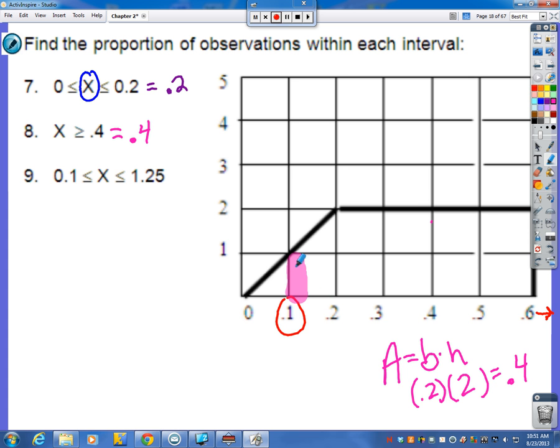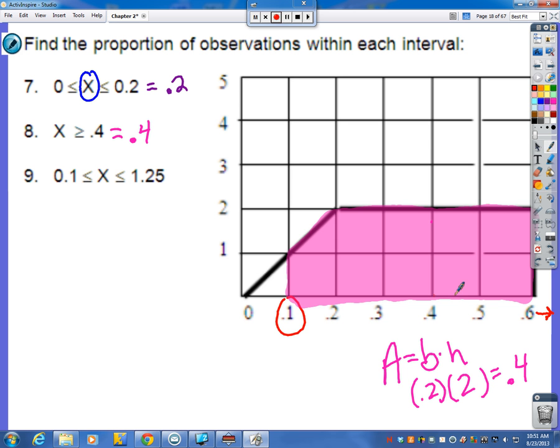So 0.1, we go up to our curve, we follow it all the way to where the maximum is, which is 0.6. This is the main thing we're finding. Now you know your answer is going to be a pretty decently sized number, like maybe 80, 90% in there.